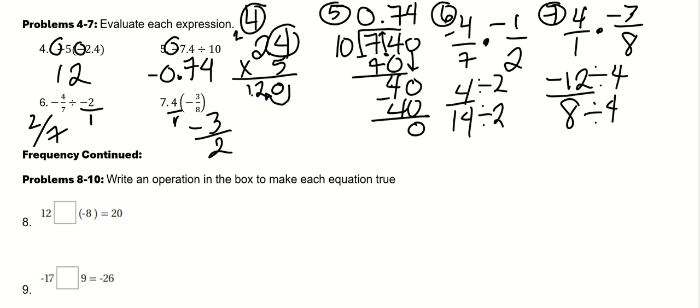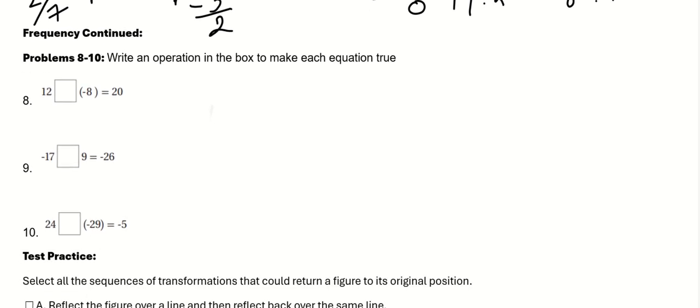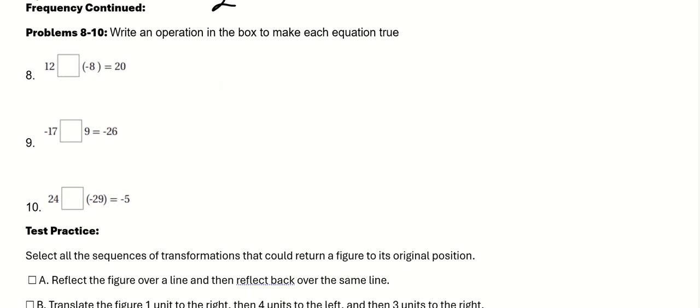Alrighty, this is where you're going to go to your next page. Frequency continued. It says write an operation in the box to make each equation true. So we have 12 something negative 8 equals 20. So I have a positive and I have a negative, but I really need them both to become positive.